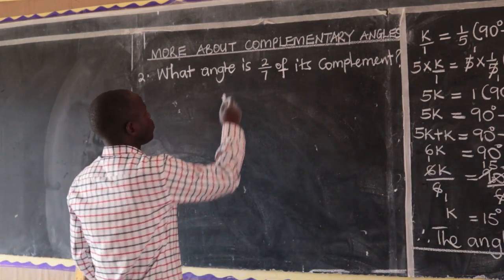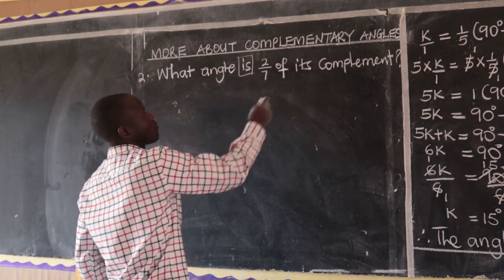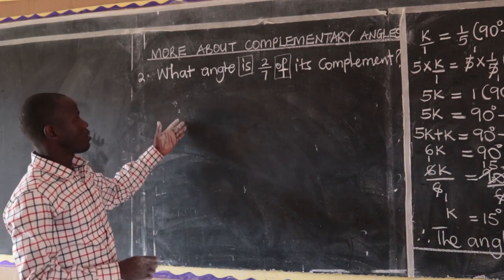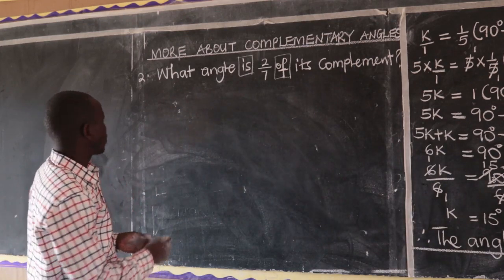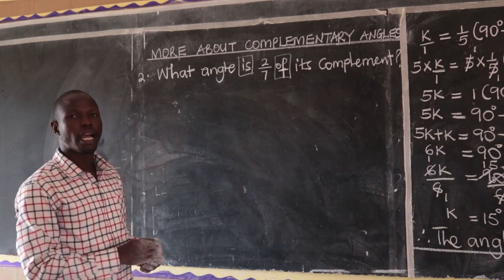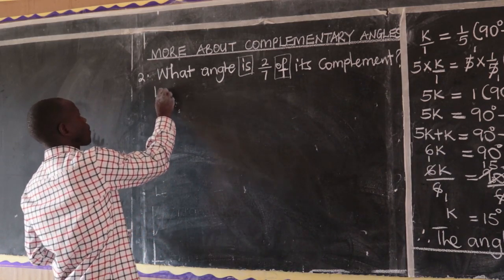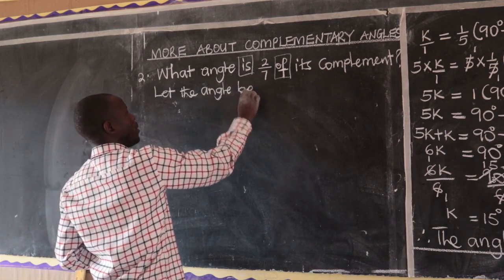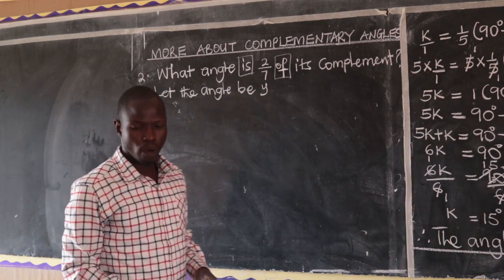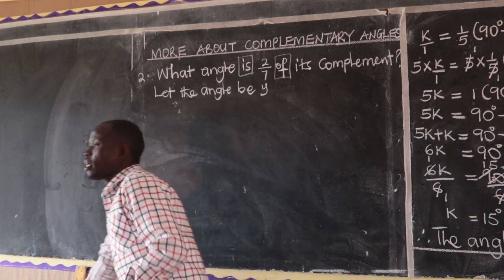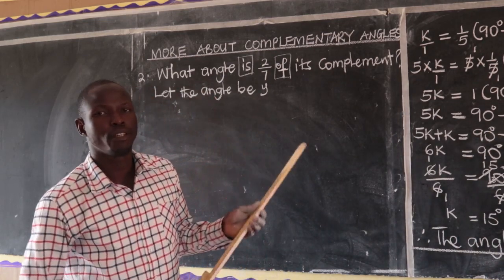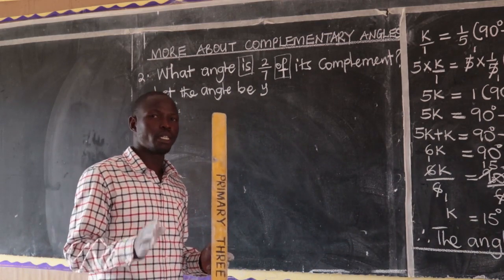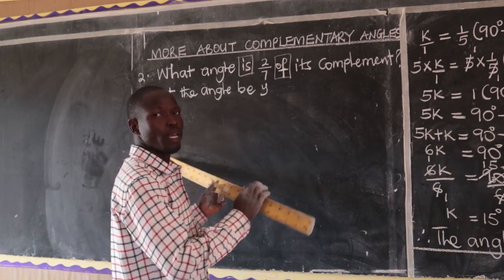Again here we have two prepositions, one for equals and then the other one is for multiplication. So in this one still we follow what we did in example 1. We shall start by letting the angle be a certain letter. Let the angle be, maybe, letter y. Immediately after letting the angle be a letter, I expect you to do what? To draw your table, just the way we drew the table in example 1. It will be a similar table.